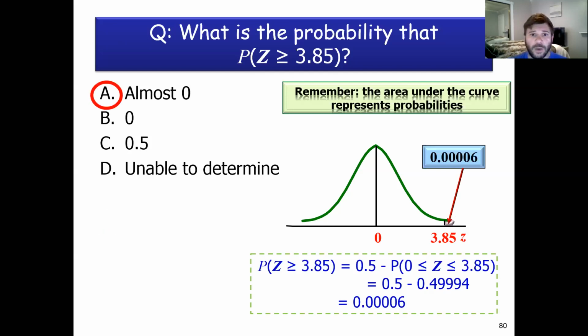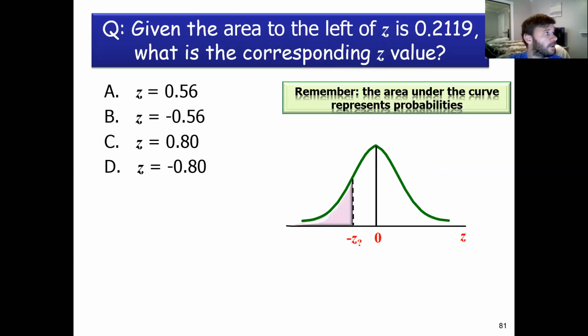Now, we've looked at some examples of using the standard normal table forwards. If I give you the Z value, you can give me the probability. But we may also want to be able to utilize this table in reverse. For example, given that the area to the left of Z is 0.2119, we want to know what the corresponding Z threshold is. So we're going to go ahead and use the table in reverse.